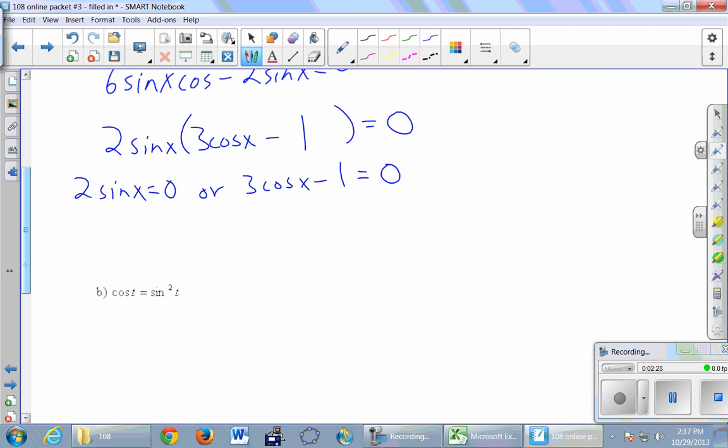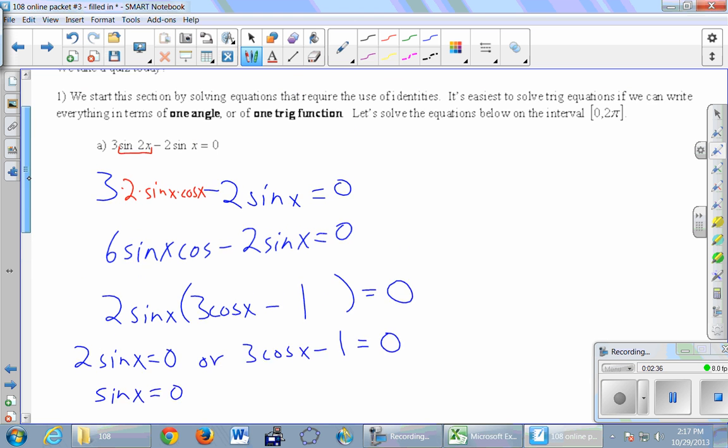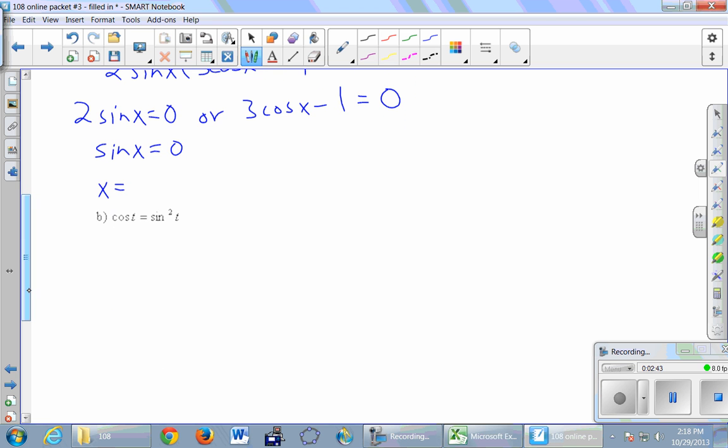Okay, so divide both sides by 2 here, and we get sine x equals 0. And I guess you could think about taking inverse sine, but I'm hoping that we know the places where sine of x is equal to 0. We're trying to solve this equation between 0 and 2 pi. There are 3 different answers here between 0 and 2 pi. We have x equals 0, x equals pi, and x equals 2 pi.